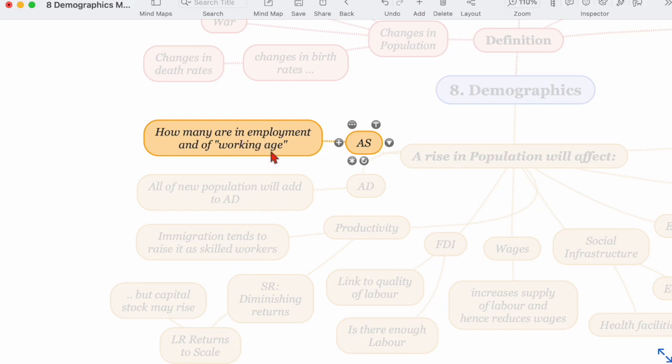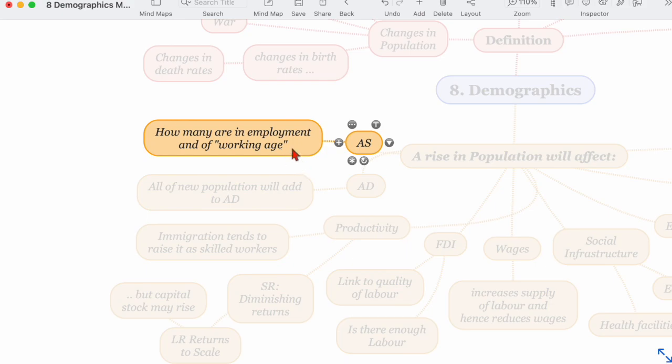In other words, aggregate supply is determined by the quantity of the factors and the productivity of the factors. And so I think you're going to argue here that if there's a rise in population, there's going to be a rise in the quantity of labour in the economy, increasing the ability of the economy to produce goods and services. Now, obviously, you've got to start to think, is it of working age?